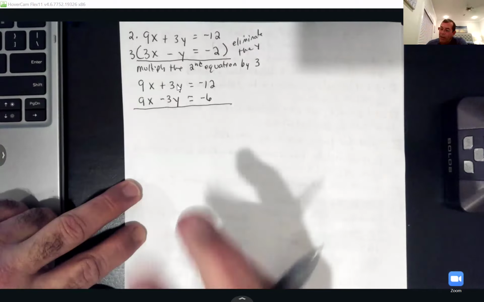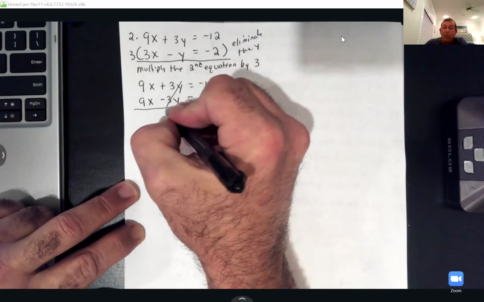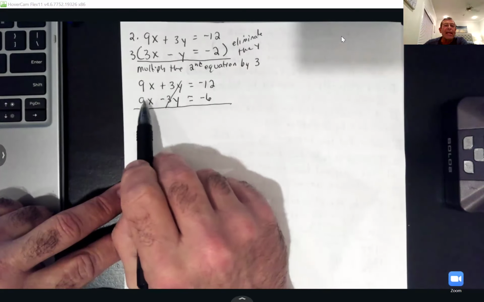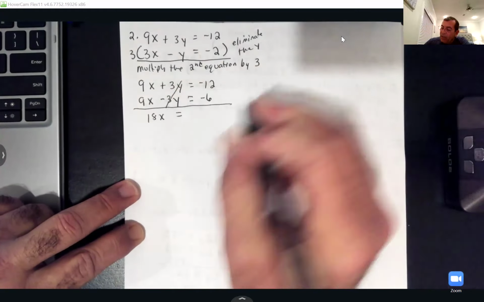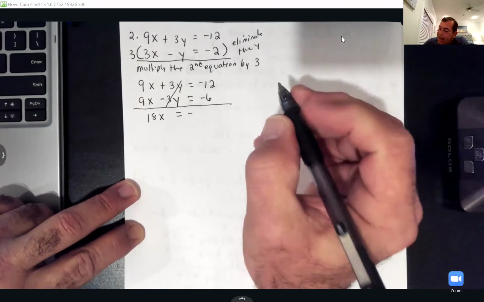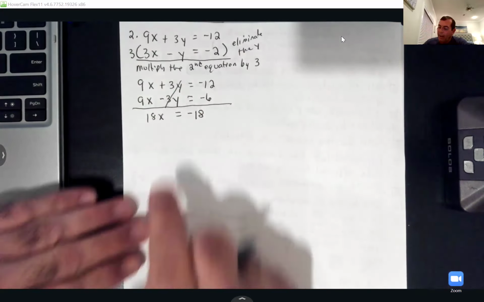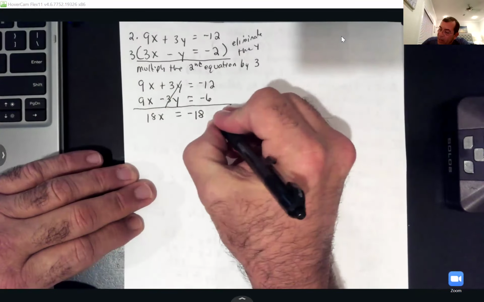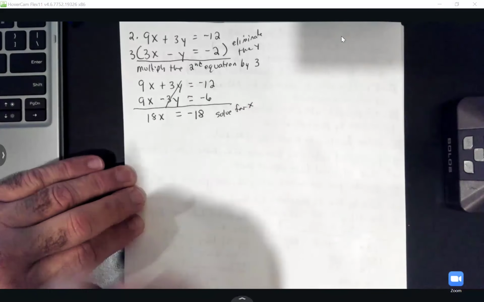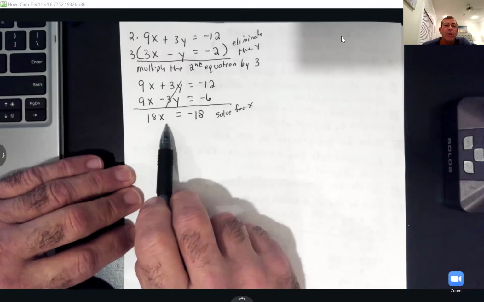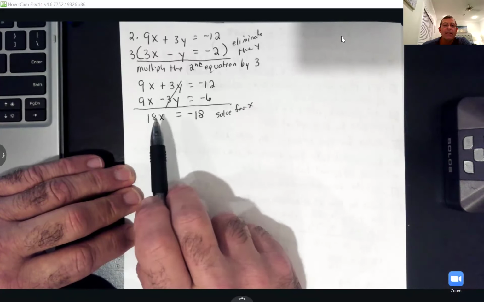All right, so now we're going to add these two equations. I do see that the y's are going to cancel. So 9 and 9 will give us 18x. That'll equal the right side, which is negative 18. All right, y'all, one variable left. So now solve for x. And I like it when you've got one variable left because there's only one thing you can do to that, and that's divide.